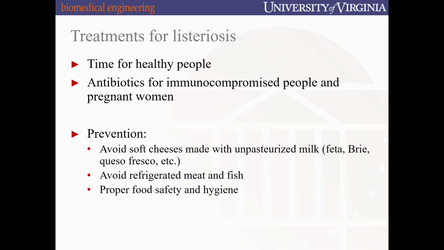To reduce the risk of Listeria infection in the first place, we can avoid eating specific foods like soft cheeses, refrigerated meat and fish, and we can always practice good food safety and hygiene. A key thing to remember here is that Listeria is everywhere, and we're always eating small amounts of it with our food. As long as we wash off the food well and avoid riskier foods like in these categories, then the amount we ingest is small enough that our immune system can fight it off.